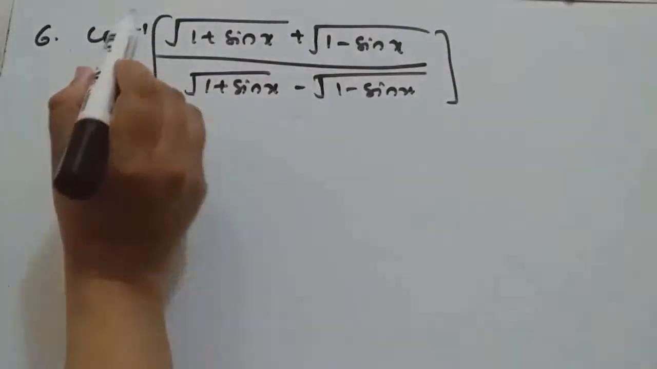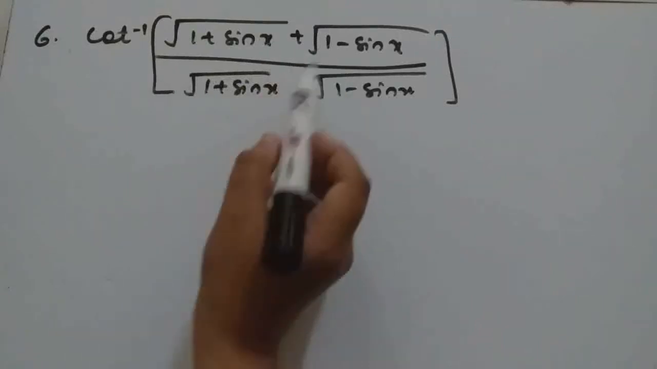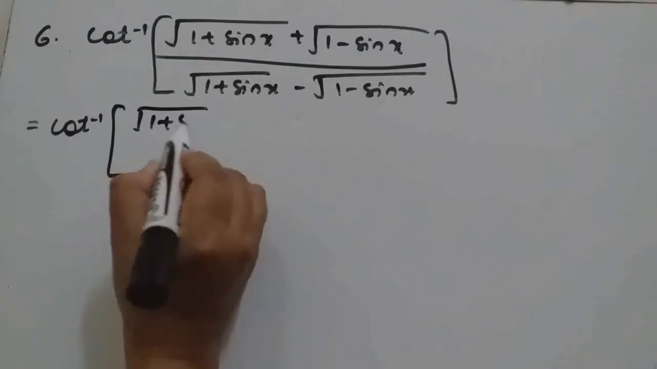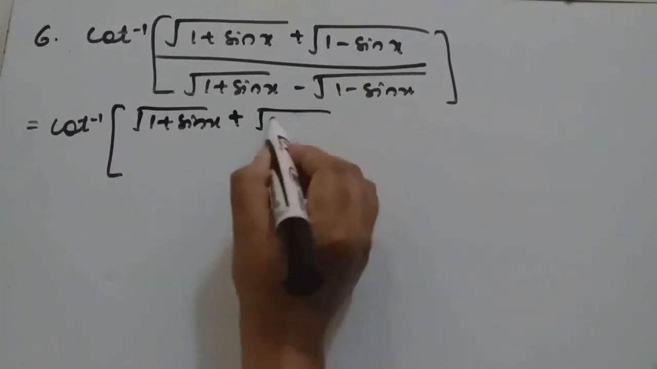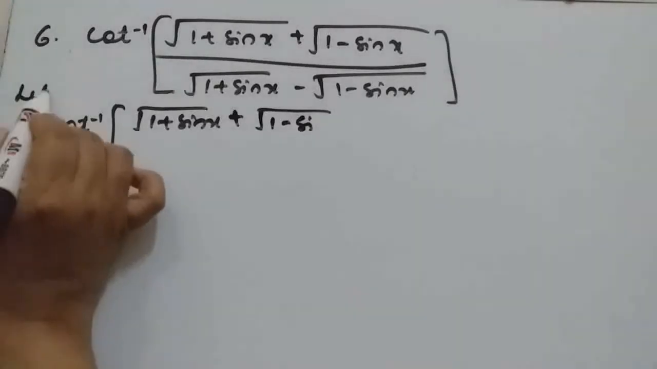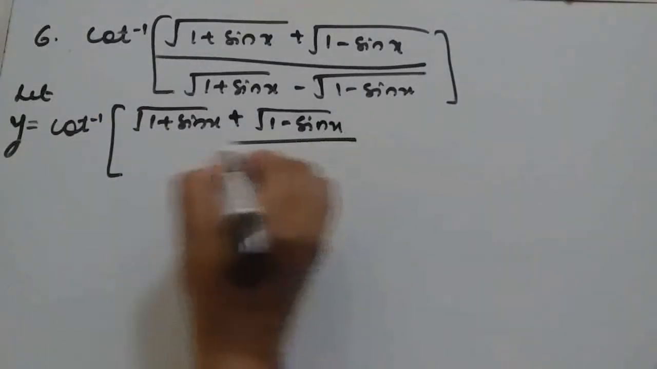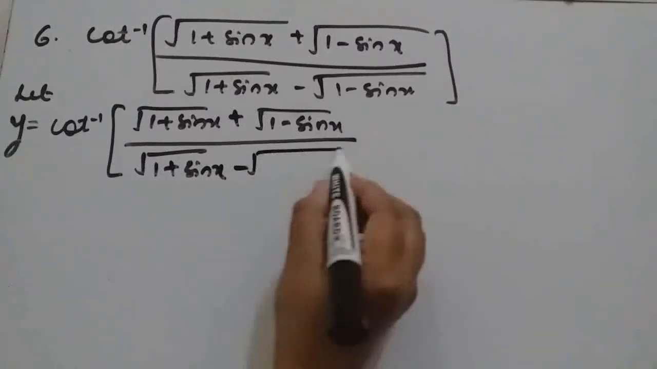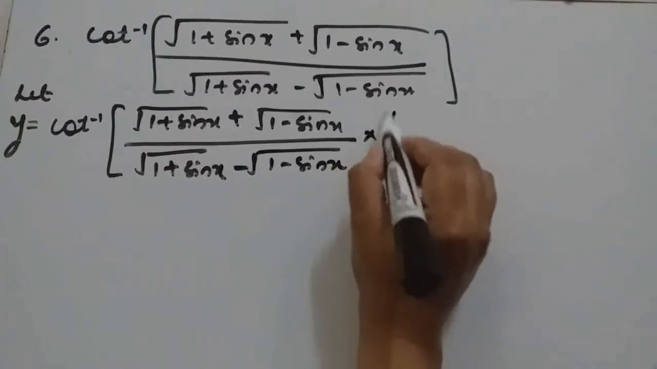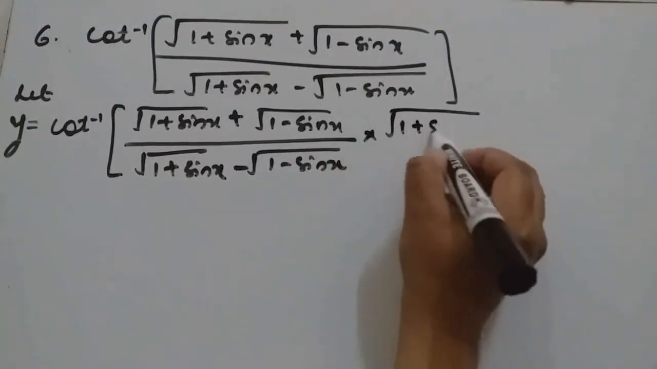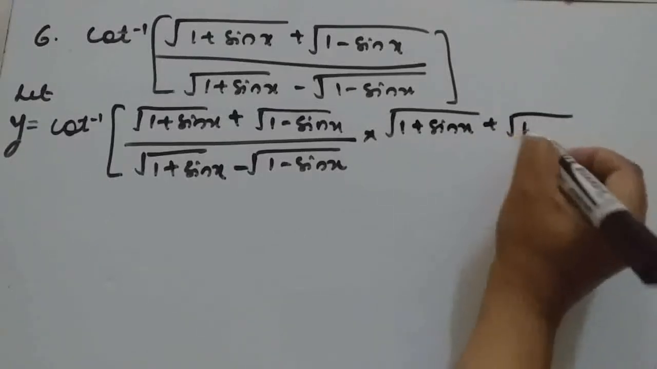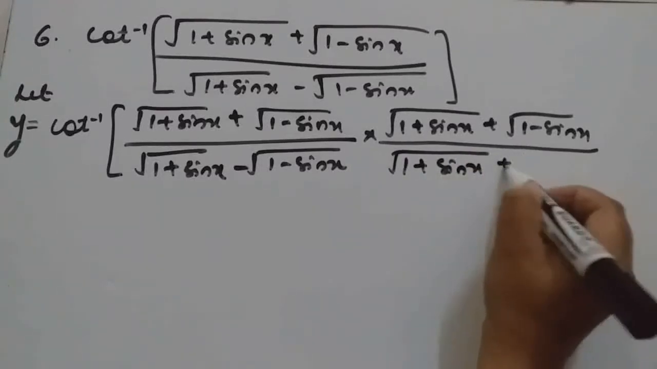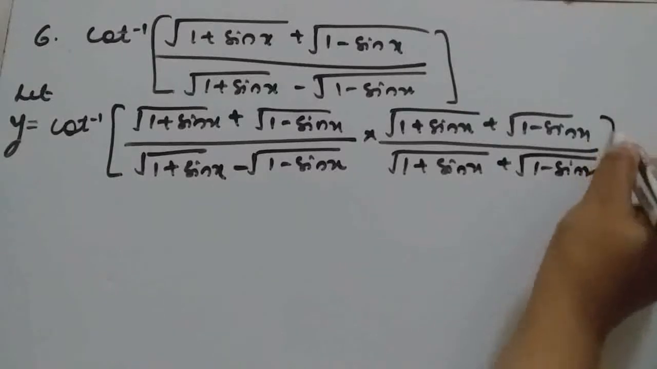Cot inverse, and in the bracket this angle is given. So root is there, so we can rationalize this. So this is the example of derivative of inverse trigonometry. So to rationalize this, we should divide and multiply with the conjugate of the denominator. So here plus will come, conjugate.